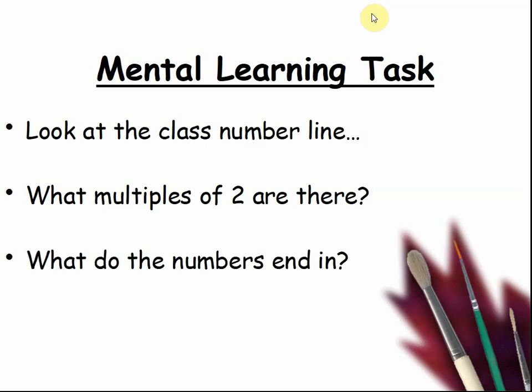What do the numbers end in? They end in a 0, a 2, a 4, a 6, an 8. And then 10 ends in 0 again. And then the 12 ends in a 2, 14 ends in a 4, 16 ends in a 6, 18 ends in an 8, and 20 ends in a 0 again. So if you see, there is a pattern.